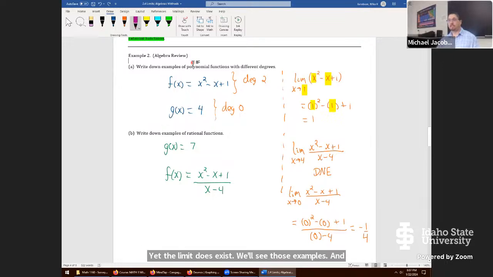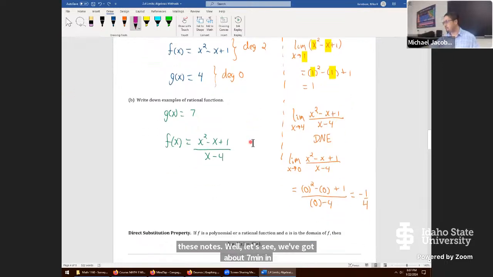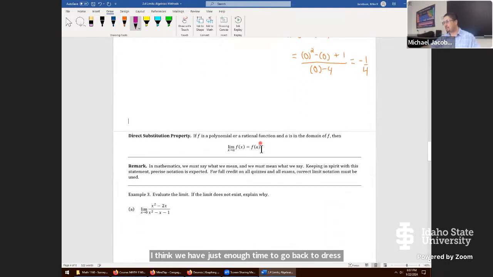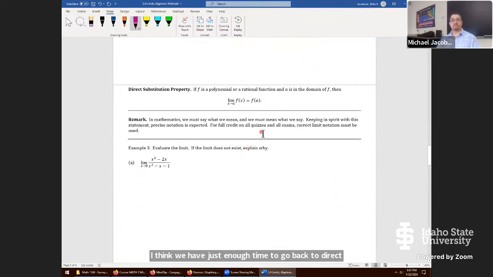Well, let's see, we've got about 7 minutes and some change. I think we have just enough time to go back to the direct substitution property and try out a couple examples. This time we're not worried as much about writing down an example of a polynomial or a rational function. We're just looking at various values like these.